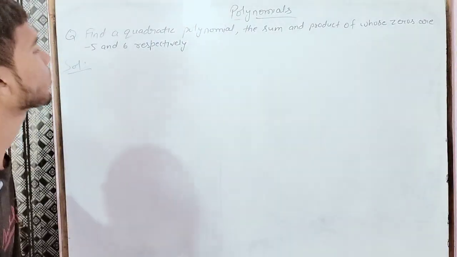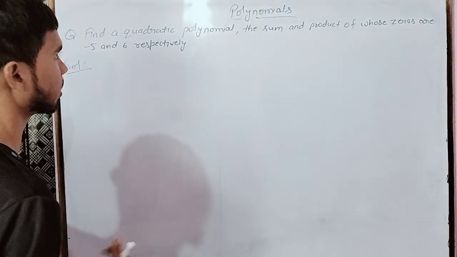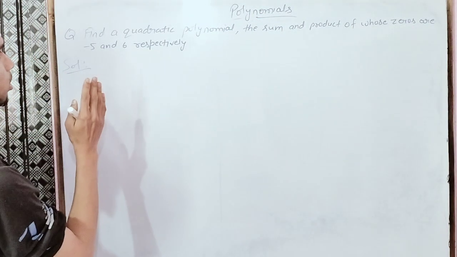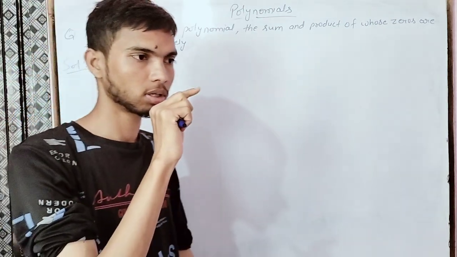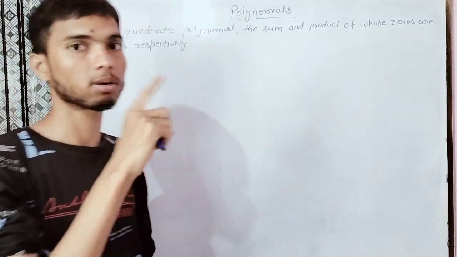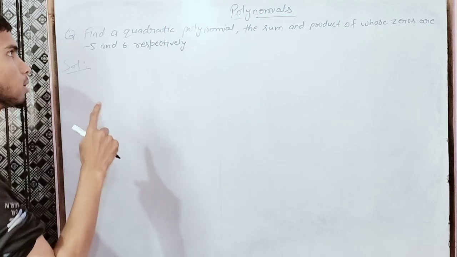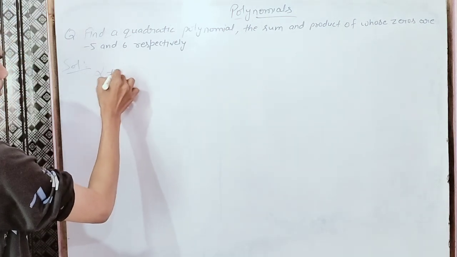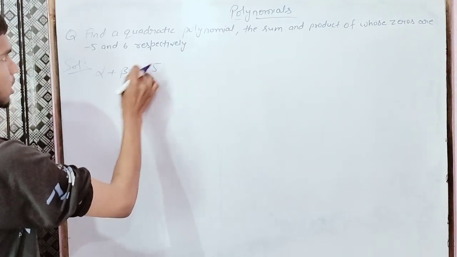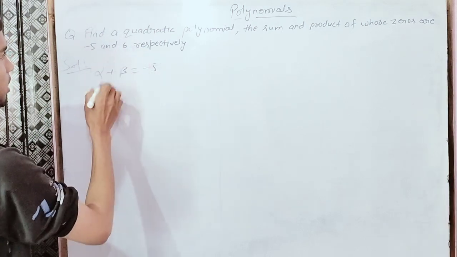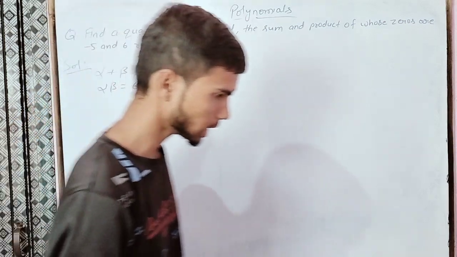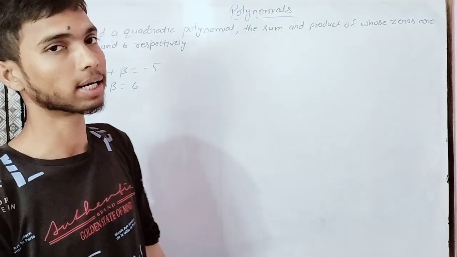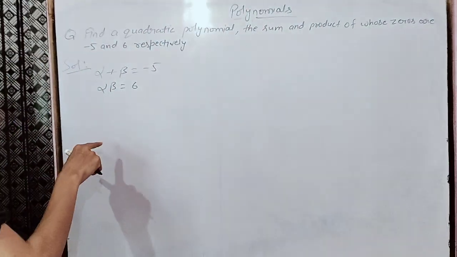So whatever is given, with the help of that we can find it. Here the first zero is minus 5. We can say this is the sum of one zero. Alpha plus beta is minus 5. This is the meaning of this, and the meaning of this is the sum of two zeros is 6. We are going to find the quadratic polynomial of these given two zeros.